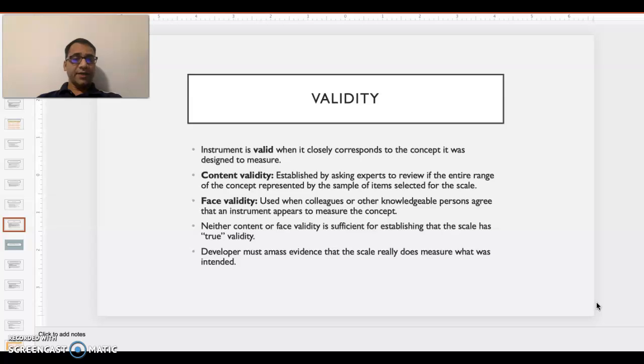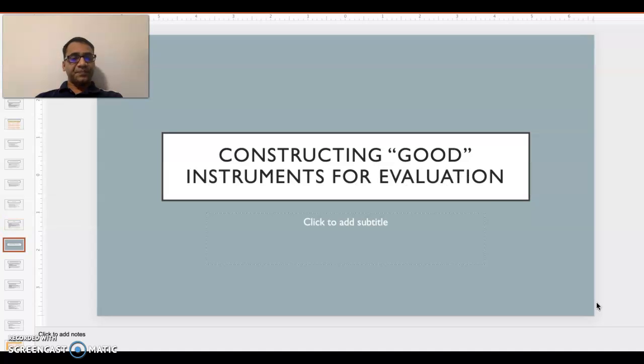Neither content validity nor face validity is sufficient for establishing that a scale is truly valid. The developer must amass evidence that the scale really does measure what it is intended to measure. So in another presentation, we'll look at constructing a good instrument for evaluation.